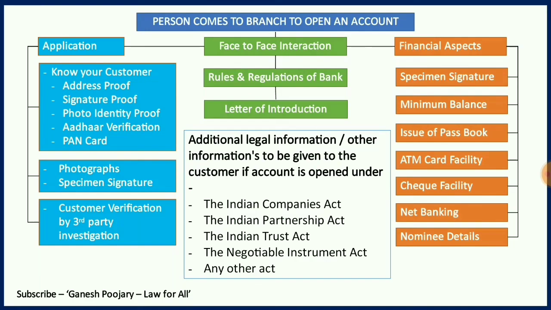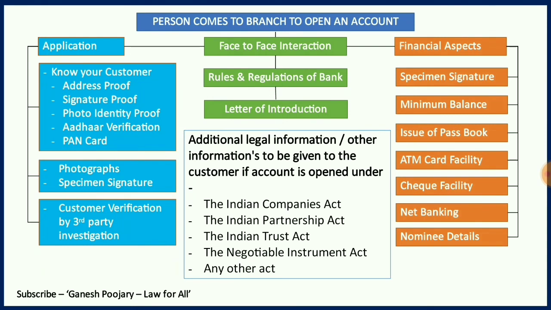The last thing which is very important are the financial aspects where the specimen signature remains one of the very important documents. Then the customer will be asked to keep minimum balance according to the facility that is being extended to the customer. Then the bank will also issue the passbook, the ATM card and then the check facility based on the request by the customer and net banking again based on the request of the customer. It will also collect the nominee details to ensure that if the customer is dead anytime, the money which is available in the bank will be given to the nominee.